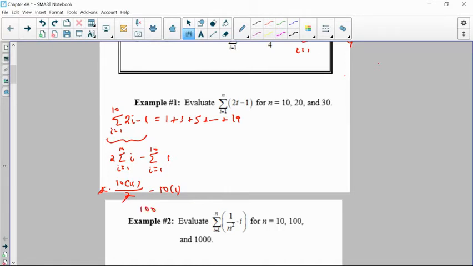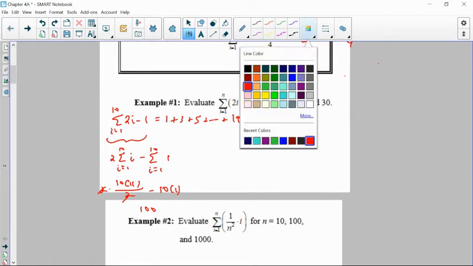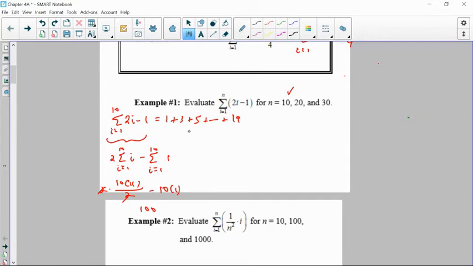So that would be our value for n equals 10. Now, n equals 20, same idea. So I would say, okay, now we say the sum from i equals 1 to 20 of 2i minus 1. Then again, I could break that up into 2 times the sum from i equals 1 to 20 of i, minus the sum from i equals 1 to 20 of 1.